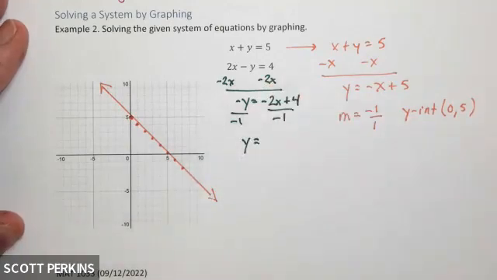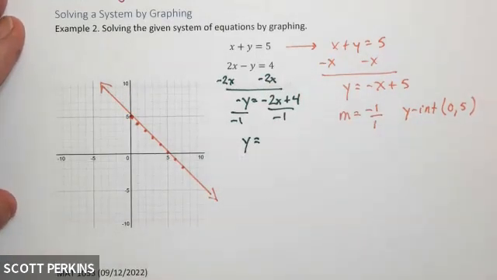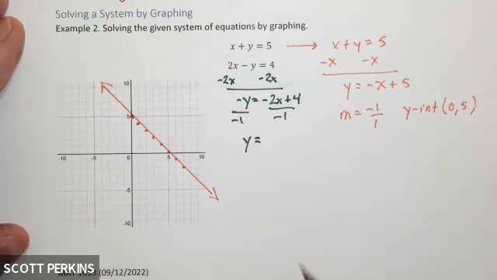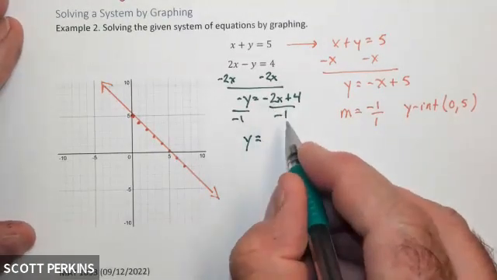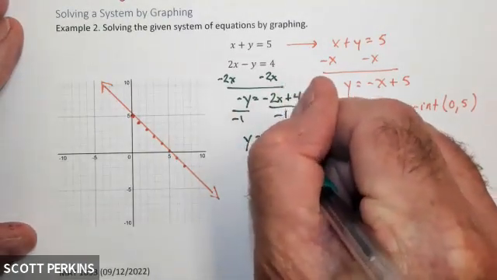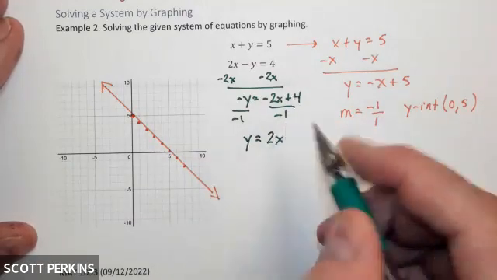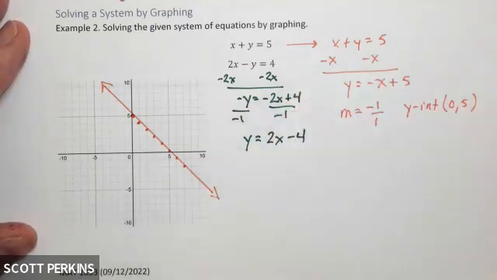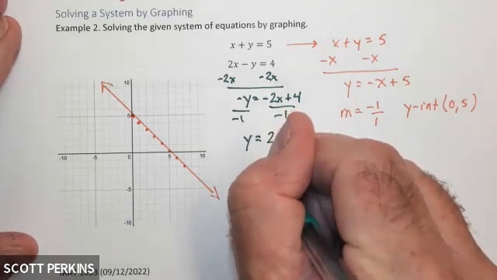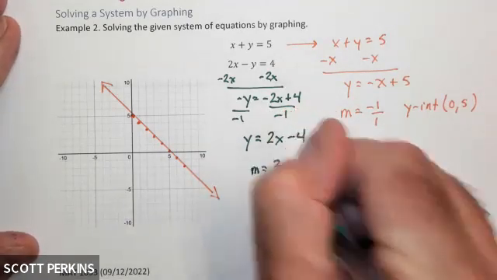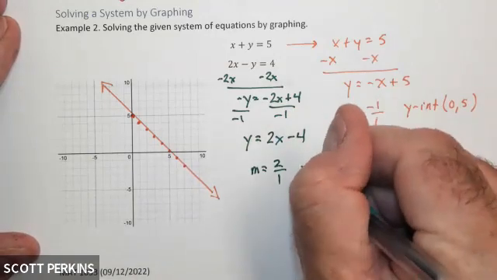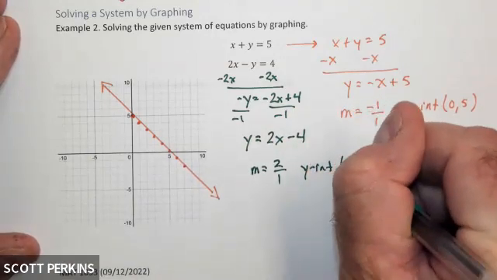I think you all did pretty good on that on the test. I was impressed, but don't let up. Don't forget to distribute that negative 1. A negative 2 divided by a negative 1 is a positive 2x. A 4 divided by a negative 1 is negative 4. So that gives me a slope this time of 2, which I'll write as 2 over 1, and then a y-intercept of negative 4.